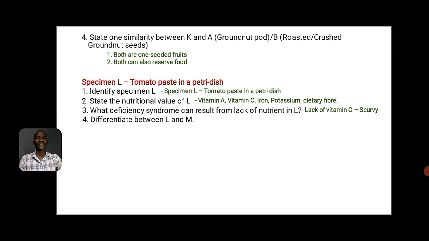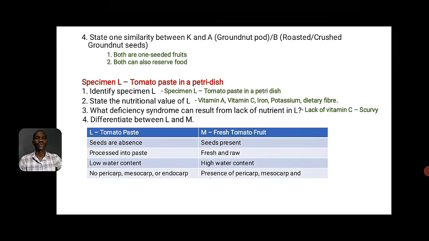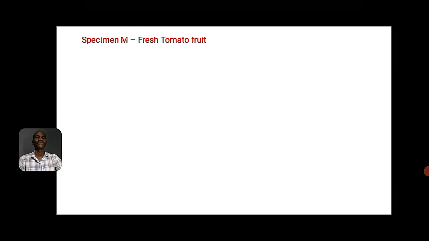So that is scurvy. Number 4, differentiate between L and M. L is tomato paste. So like our normal routine, we have our table. Seeds are absent in paste. Seeds are present. Processed into paste. It is fresh and raw. Low water content, high water content. No pericarp, mesocarp, or endocarp. Presence of pericarp, mesocarp, and endocarp. So we have specimen M, which is fresh tomato fruit.